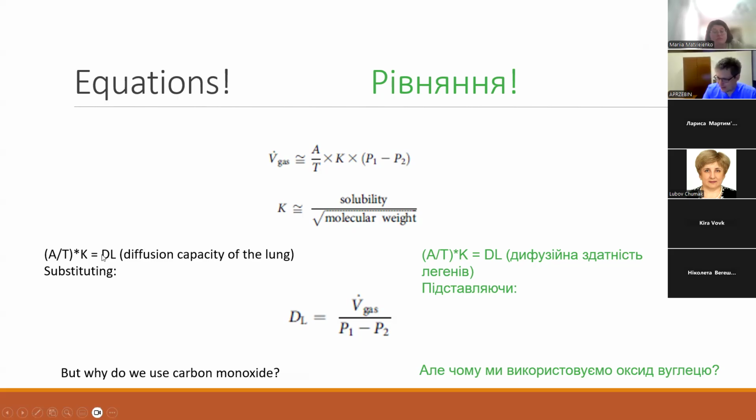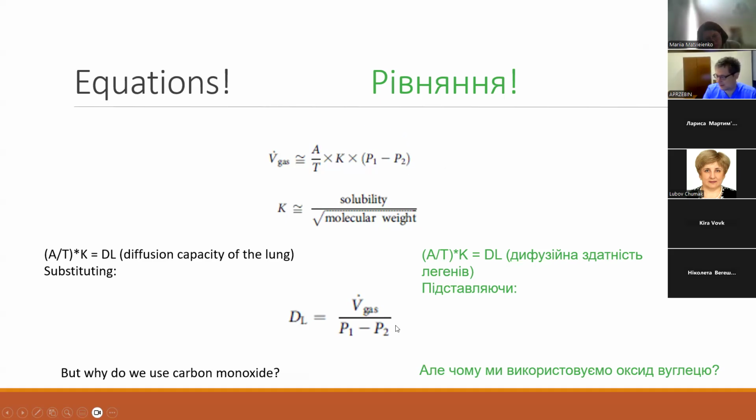If we substitute this DL, diffusion capacity of the lung, for this term here, and then we solve for DL, we get that the diffusion capacity of the lung for whichever gas is equal to the flow of that gas, or the transfer of that gas, divided by the pressure difference here. Okay? So all I've done here is take this, A over T times K, and called that the diffusion capacity. And since we're talking about the lung, it's the diffusion capacity of the lung. And then I've solved for it with this equation.